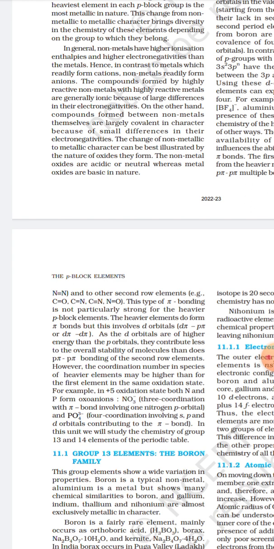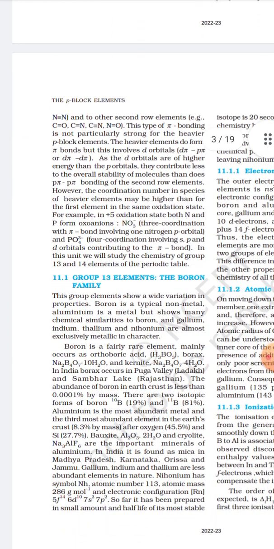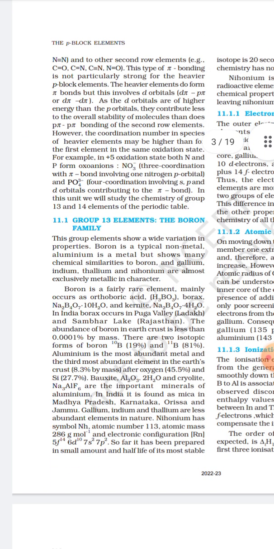For example, in +5 oxidation state, both nitrogen and phosphorus form the oxoanions. In nitrate, NO3 negative, there is a pi bond involving one nitrogen p orbital, and PO4 3 negative ions also contribute to pi bonding. In this unit, we will study the chemistry of group 13 and 14 of the periodic table. Group 13 elements means the boron family.